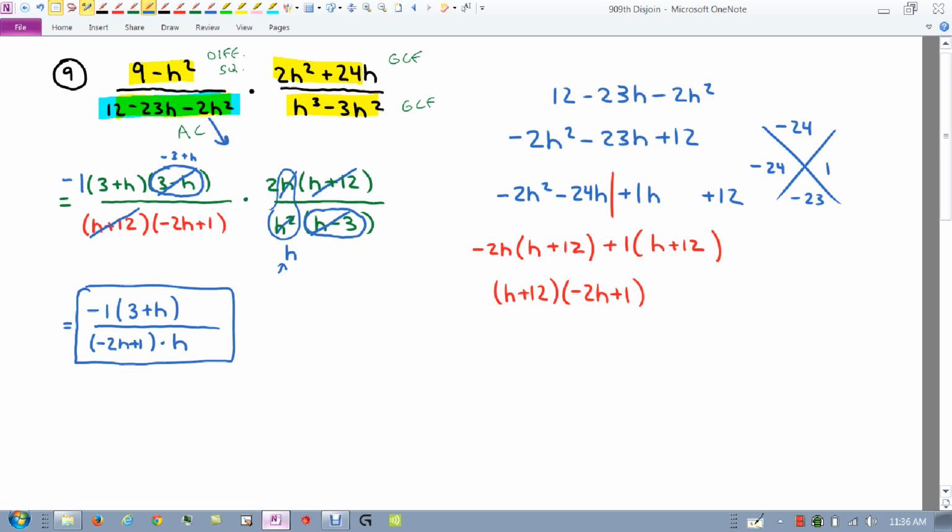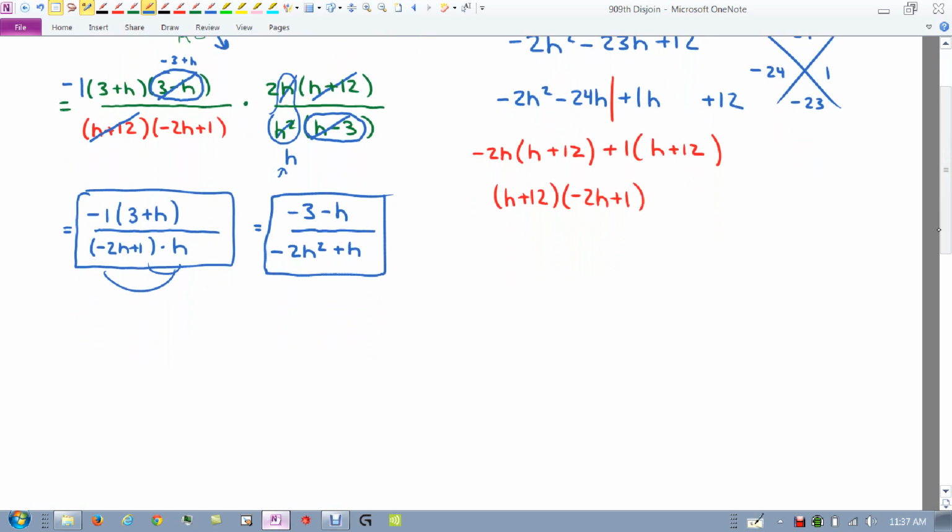Kind of ugly. It's so ugly that I think I'm actually going to distribute that negative 1 through the top. I think I'm going to distribute this h through the bottom, just for fun. Plus h. How about that? That's a little better. All right, that's number 9.